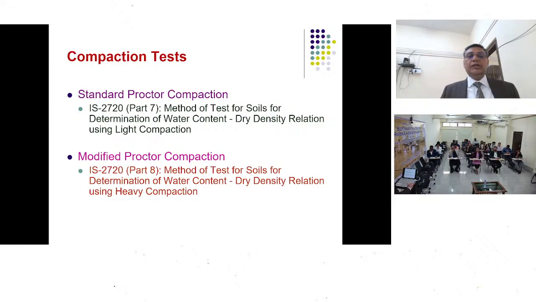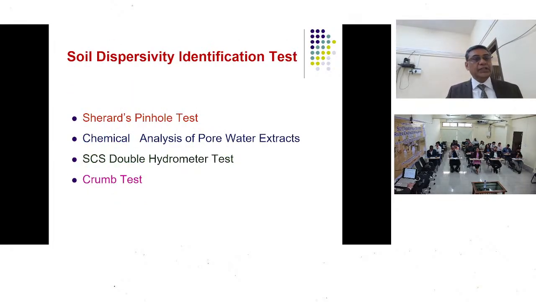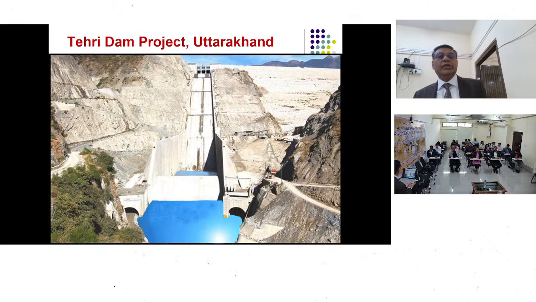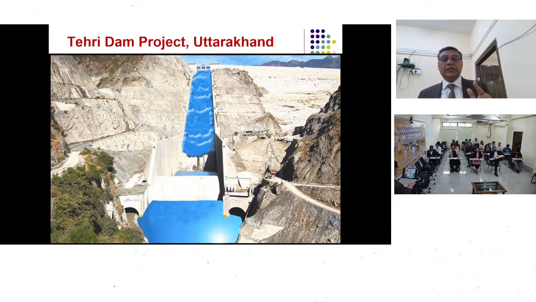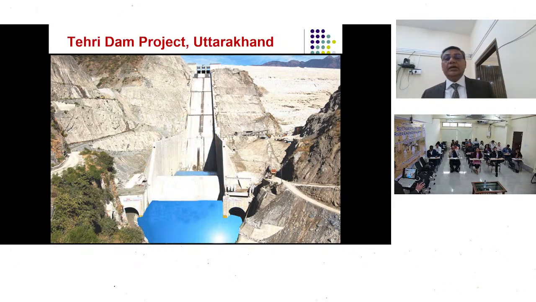So standard Proctor compaction, modified Proctor compaction, this we have done, studied. Then shear strength, we have different types, we can go in for them. Then dispersivity, Sherrard, chemical analysis, all we have done. So all these tests we need to be going through. Then I'll just briefly go through the quality control aspects of the Tehri Dam project.